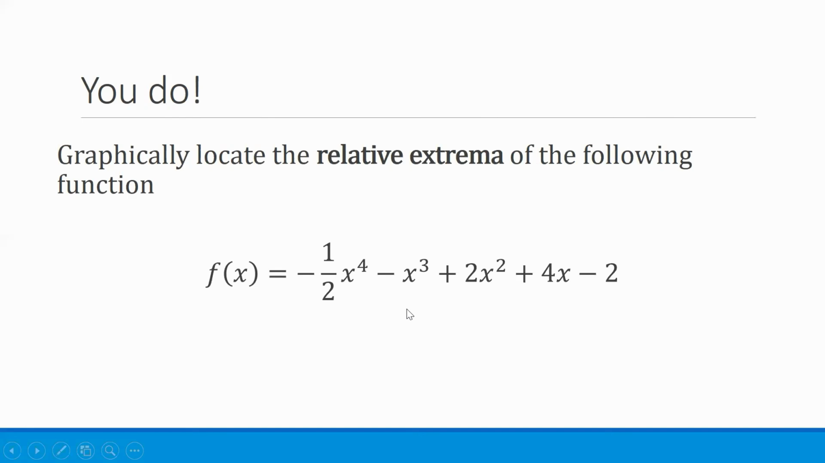And when I say this function, I mean from negative infinity to positive infinity. So there's no interval here. I mean over the entire real number line. Go ahead and try that and then watch the next video.